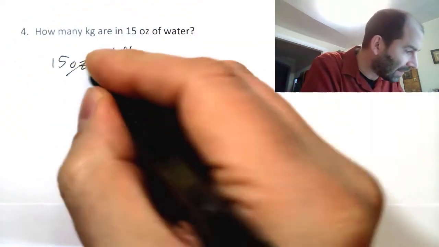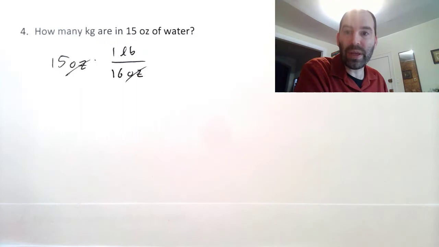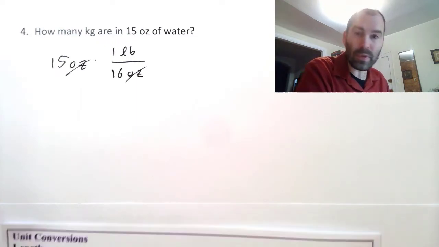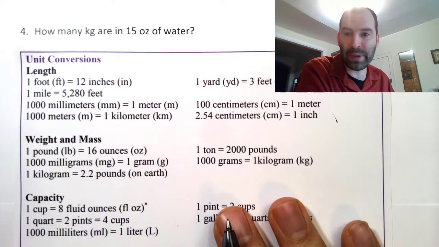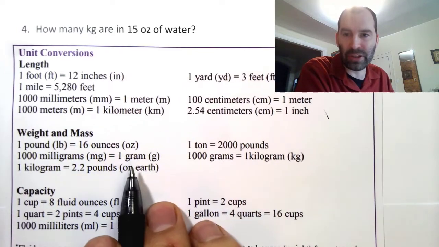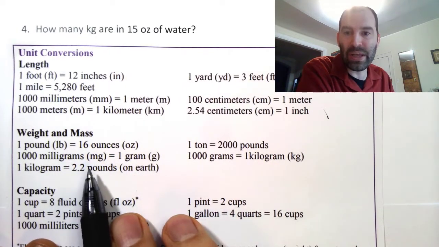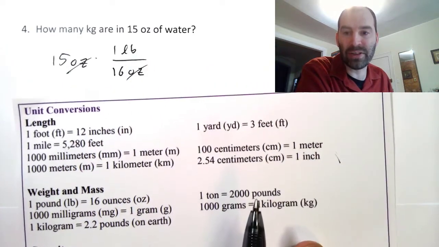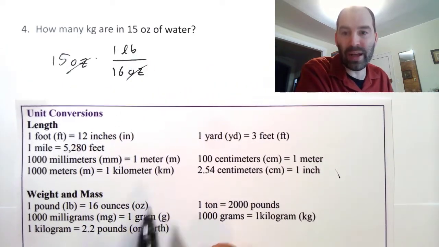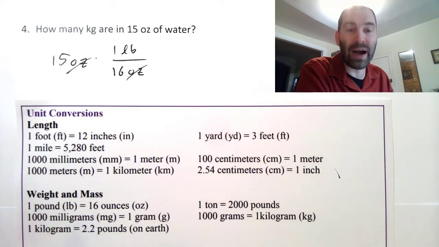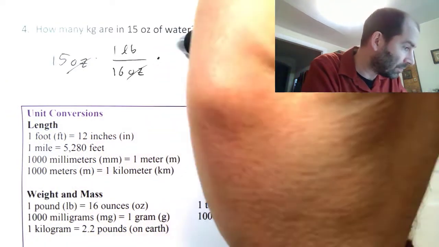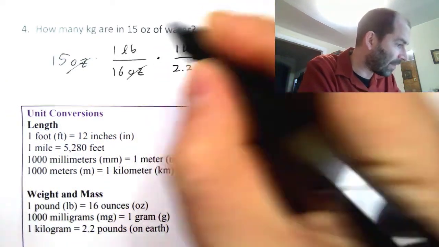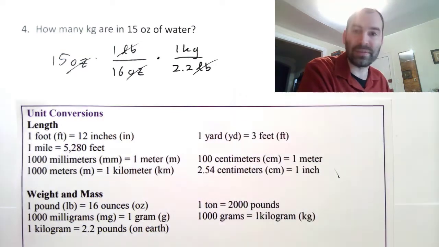That will cancel the ounces. So now we have pounds. All right, so now we need to get to kilograms from pounds. So I go to this other relationship here. 1 kilogram equals 2.2 pounds. I want to cancel the pounds, so I'm going to put the pounds in the denominator. So what I'm going to write is 1 kilogram divided by 2.2 pounds. And that cancels the pounds.